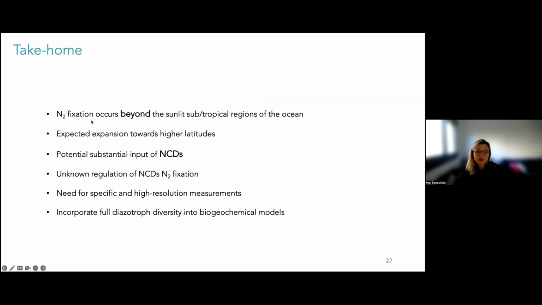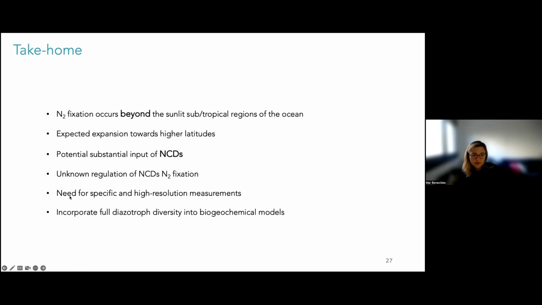So I hope I have convinced you that nitrogen fixation is not only occurring in the subtropical zones, but also in higher latitudes, and that we are facing an expansion toward these higher latitudes in the future ocean. At least this is what predictions say towards the end of the century. That NCDs are probably importantly impacting nitrogen fixation globally, but that we don't have the means to measure this precisely, and this is what we're working on. And we don't actually know much about these NCDs and how they regulate their nitrogen fixation activity.